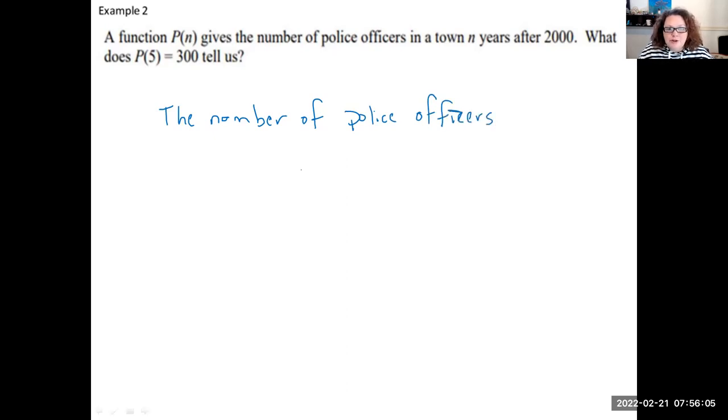in years after 2000. Well, N is, if you'll notice, it's P of N. So the N is 5. So it's 5 years after the year 2000. So 2000 plus 5 is the year 2005. So the number of police officers in 2005, and then you're going to get the output is 300 or was 300.